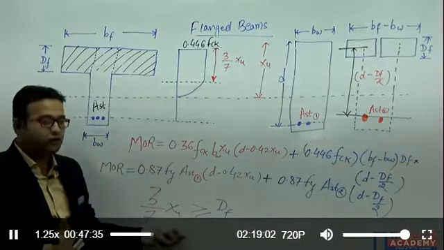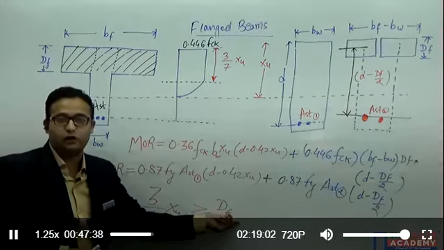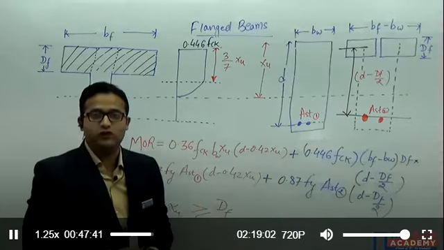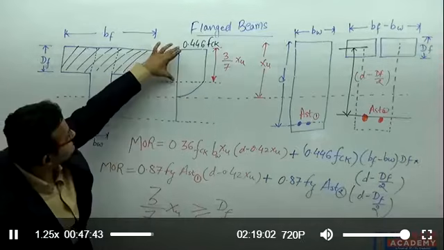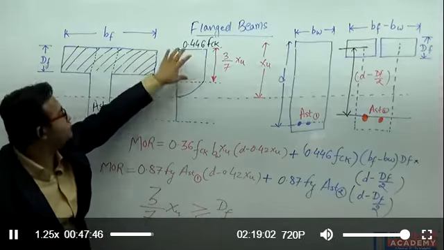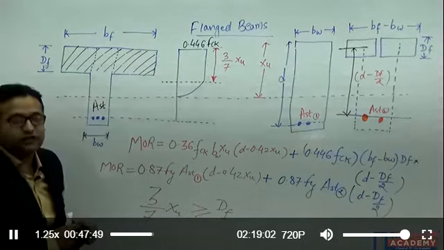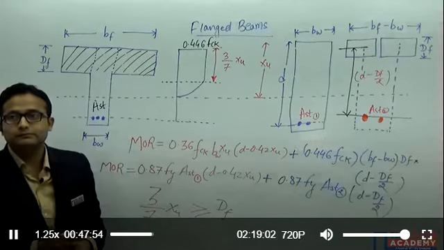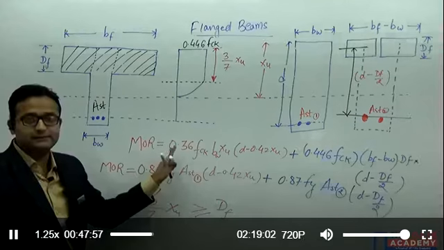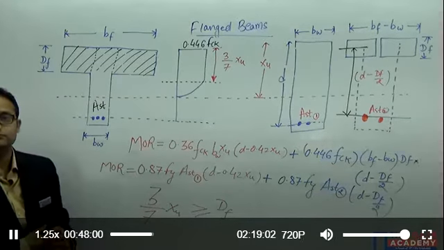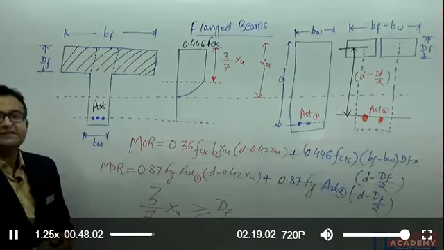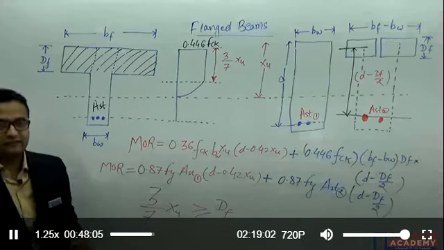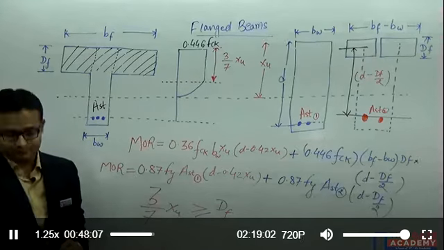Because here, as I have already discussed, if 3/7 of xu is greater than or equal to the depth of flange, the flange portion will be uniformly stressed. You can see here, this is greater than the depth of flange. So this rectangular portion is covering your flange portion and your flange is uniformly stressed here. Have you copied this? So in this way, we have calculated the total moment of resistance taken by the flanged beam.